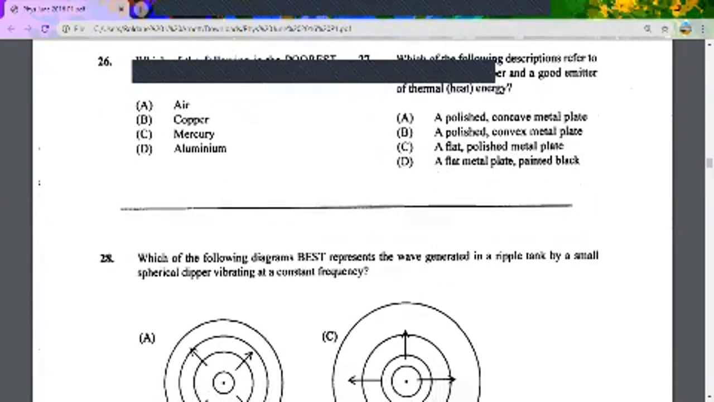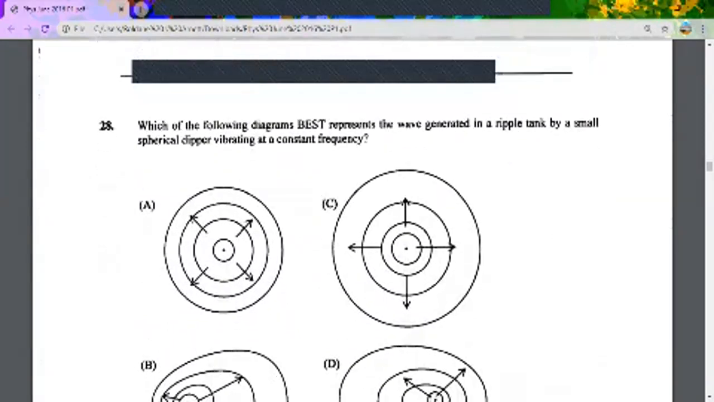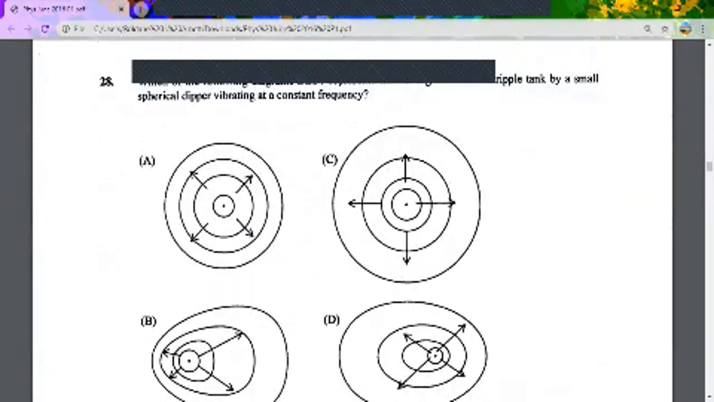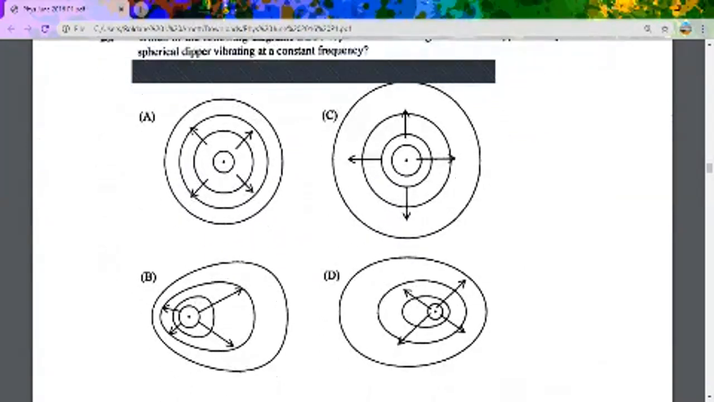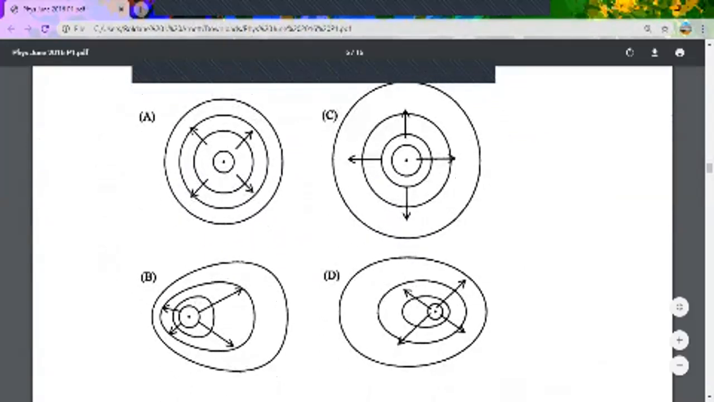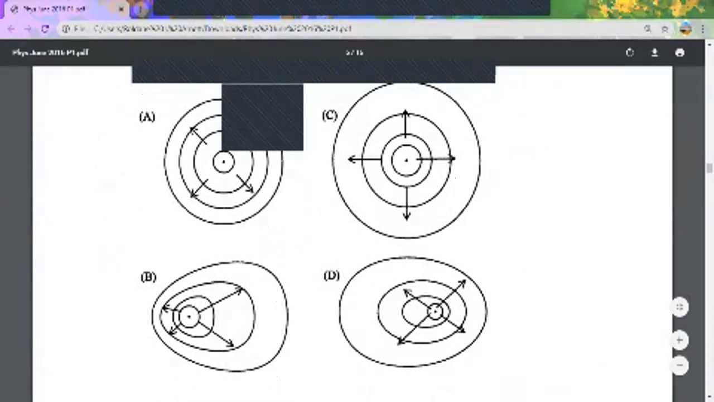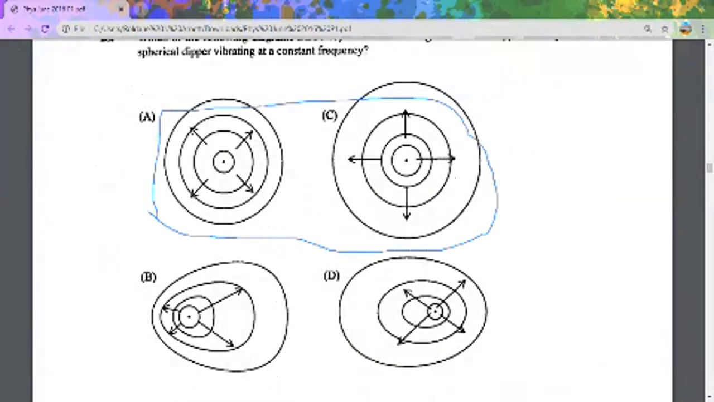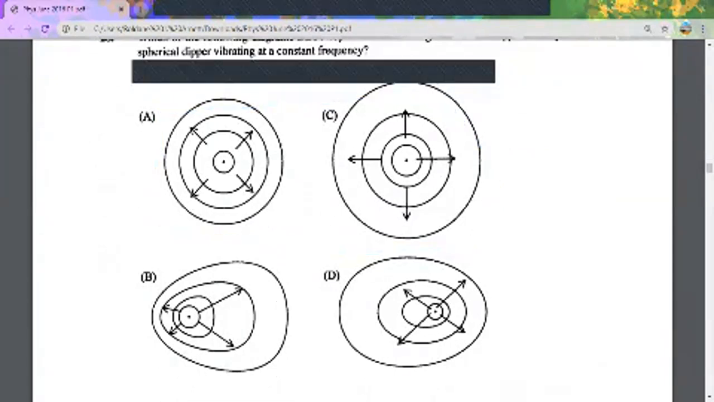28. Which of the following diagrams best represents the wave generated in a ripple tank by a small spherical dipper vibrating at a constant frequency? I believe most persons would exclude B and D and have a little problem with A and C. The answer right here would have to be C.